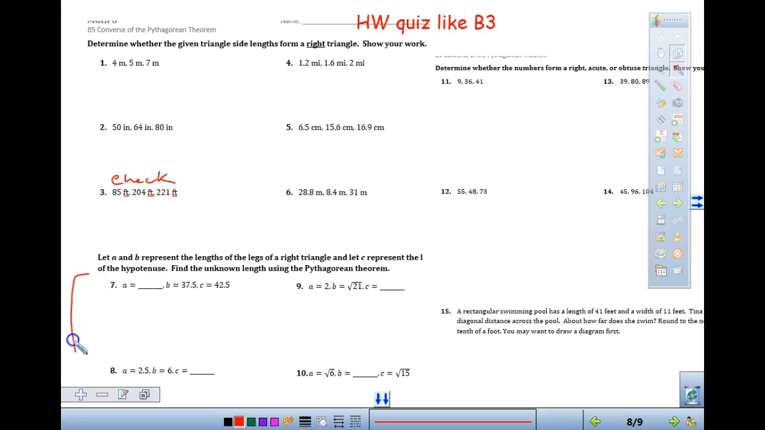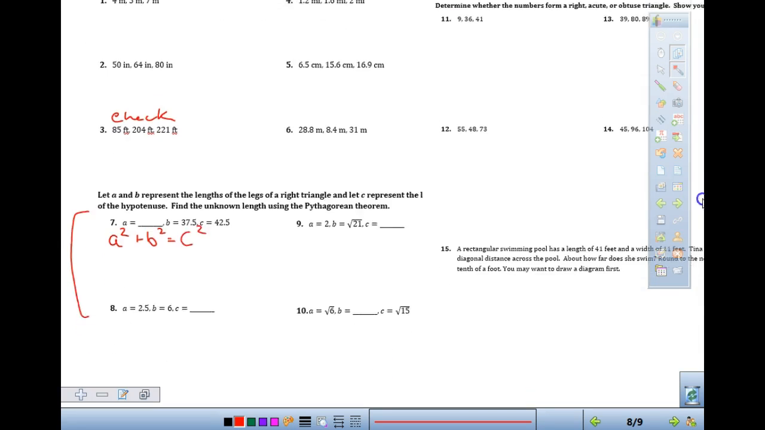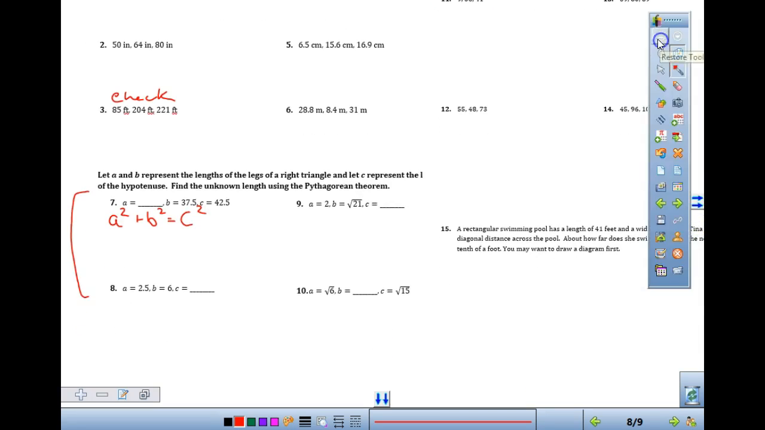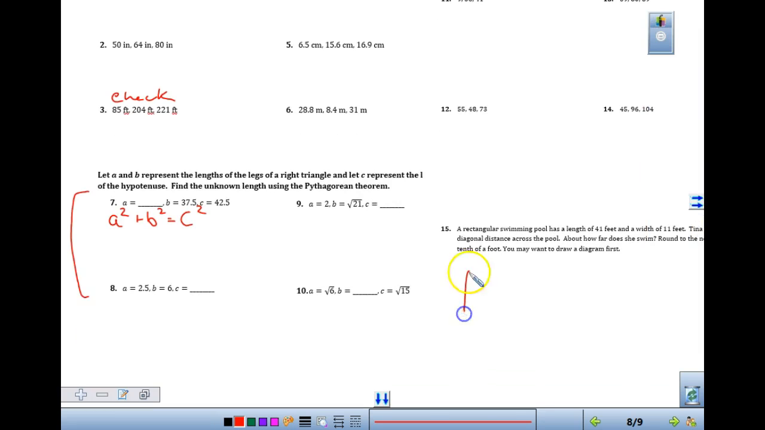For 7 through 10, that's where I need the formula. Okay, I need here the a squared plus the b squared equals the c squared. I do not need it for 1 to 6 or 11 to 14. But my hint when you get to question number 15 is you might want to draw a rectangular swimming pool and put the dimensions around it, okay? So that you can think about what you're doing, okay?